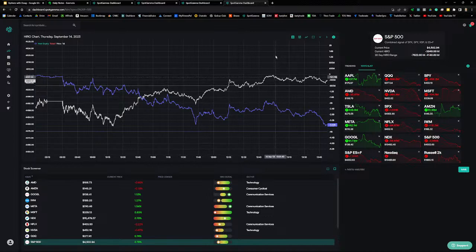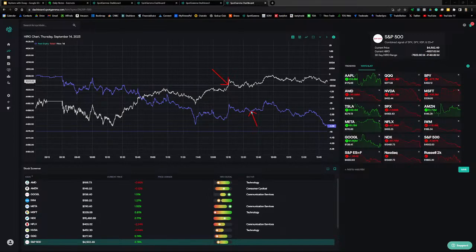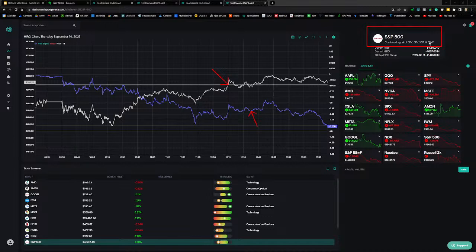All right, let's take a look at the hero signal now, and this is from Spotgamma, available to Spotgamma subscribers. The hero signal stands for Hedging Impact Real-Time Options. So this chart is showing price for SPX, and then options trades and market maker hedging activity for a combined signal for SPX, SPY, XSP, and ES futures. If you trade any form of the S&P 500, this is typically the signal that you want to take a look at, the combined signal.